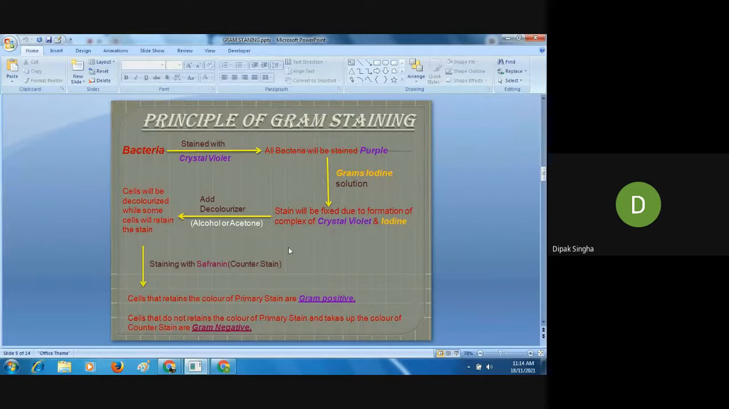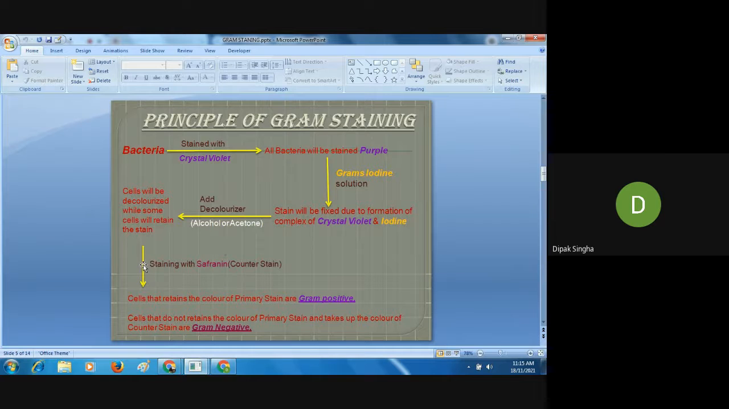Then after that you add some decolorizing agent like alcohol or acetone. Decolorization, third step: you add alcohol or acetone, and the cell will be decolorized, while some cells will retain the same stain. That means if alcohol or acetone is used, the color may be discolored. If it is gram positive, there is no discoloration. If it is gram negative, then there will be decolorization by the decolorizing agent.